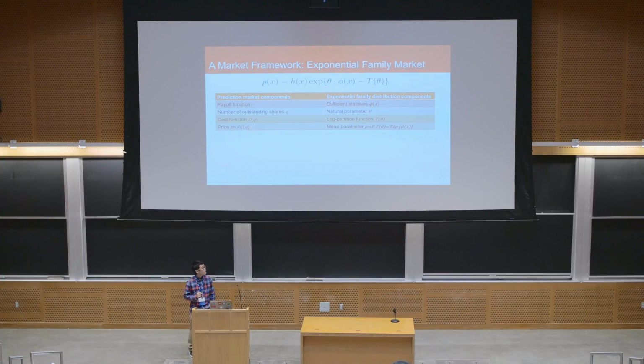So why do we want to use that? Basically, an exponential family distribution has a PDF like that, and there is a very nice correspondence between the components of this distribution and the components of prediction markets. For example, the payoff function is going to be equivalent to the sufficient statistics, and the number of outstanding shares is going to be equivalent to the natural parameters, and all these other things as well. The exponential family encompasses a huge family of distributions, and most common distributions that you see are members of this family. For example, there's the normal distribution, which is also the one that we do simulation on later.